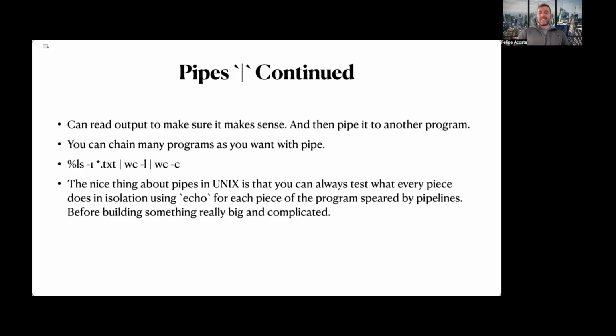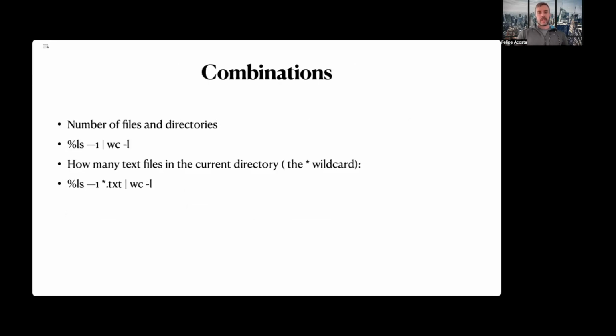So basically, the nice thing about pipes in Unix is that you can always test what every piece does in isolation, basically using echo for each piece of the program, separated by pipes, right? Or pipelines, before building something really big and complicated. Again, you can get really creative with this stuff, which is really cool.